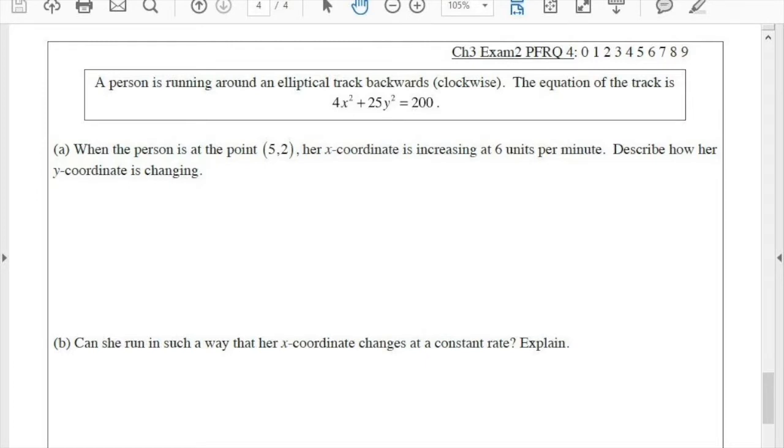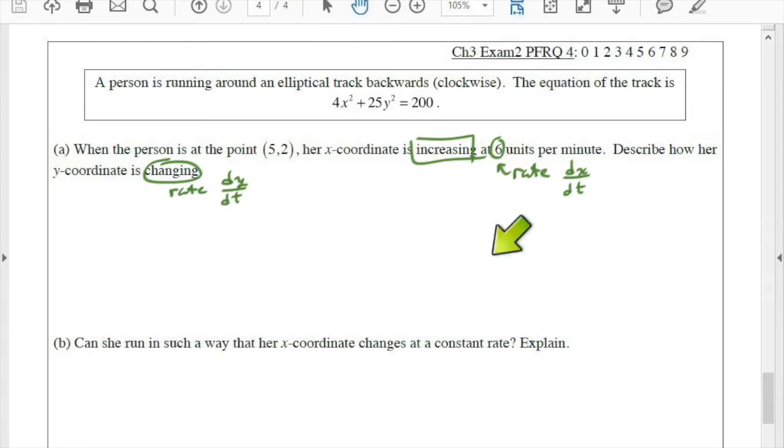What? This is increasing? That means this is a rate. Because it says increasing. Her x-coordinate is increasing at 6 units per minute. So write it like this, dx dt, because that's the x-coordinate. Describe how her y-coordinate is changing. How is the y-coordinate changing? That means a rate too, isn't it? Yes, it's changing. So that would be dy dt, because it's asking how the y-coordinate is changing.